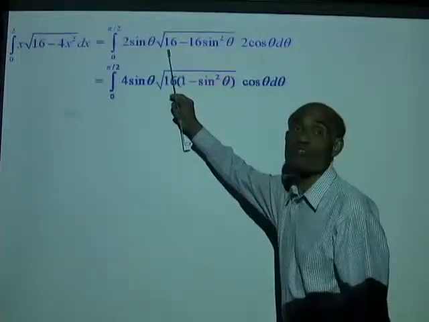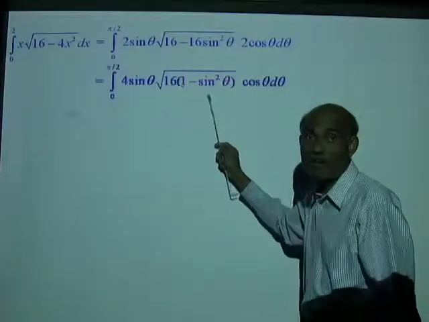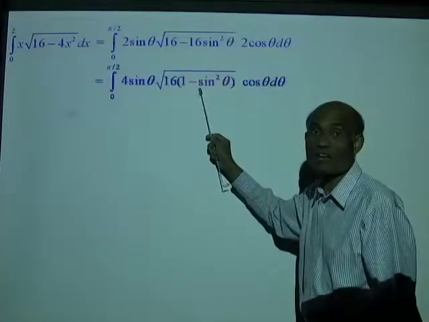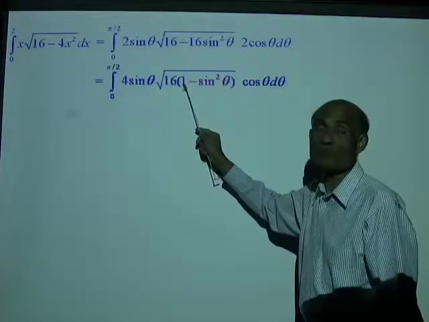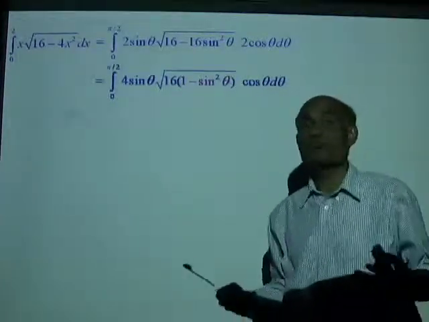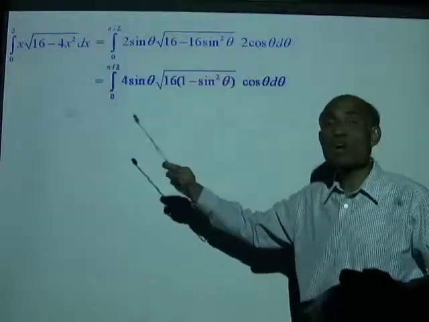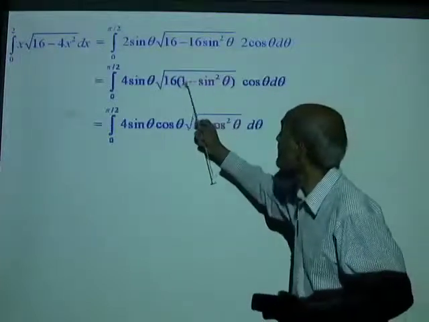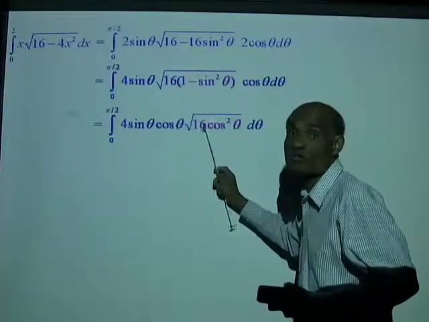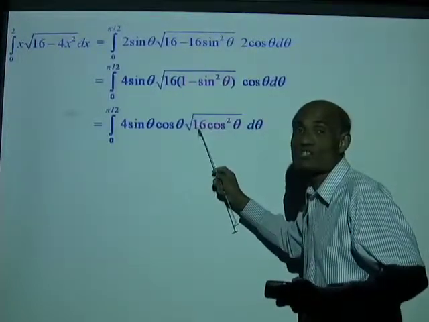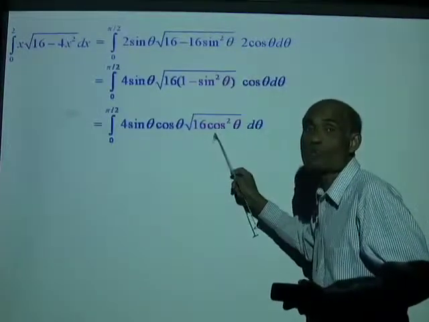First of all, inside the square root, we factor out 16. And then we have a 1 minus sine squared theta there. Is that right? 16 minus 16 sine squared theta is 16 times 1 minus sine squared theta. What is 1 minus sine squared theta equal to? 1 minus sine squared theta is cos squared theta. So we replace that quantity by cos squared theta, we have now under the square root 16 cos squared theta. You take the square root, it becomes 4 cos theta.